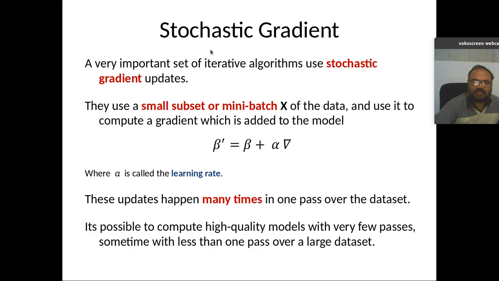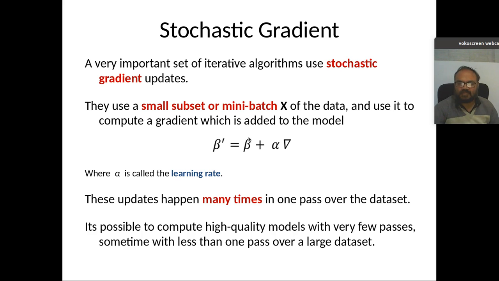For it, an iterative solution could be a stochastic gradient, which is an important set of iterative algorithms. It can be used for something as simple as linear regression, but also as advanced as neural networks, especially in deep learning problems. In the stochastic gradient, we use a small subset of the input data, which is also called a mini batch, and use it to compute a gradient which is then added to the model.